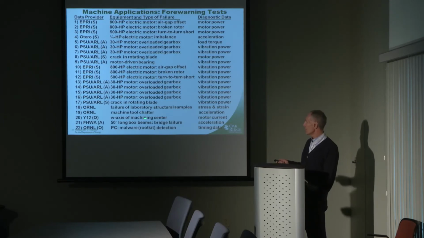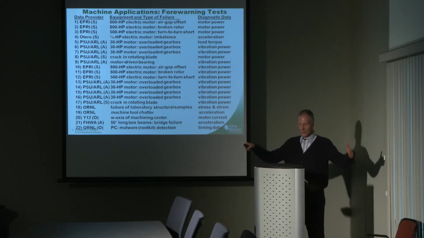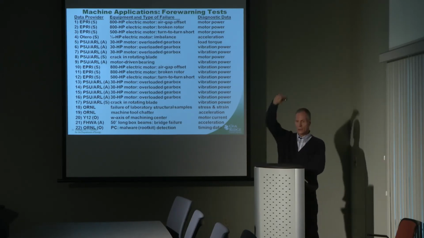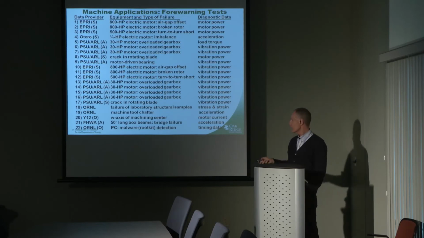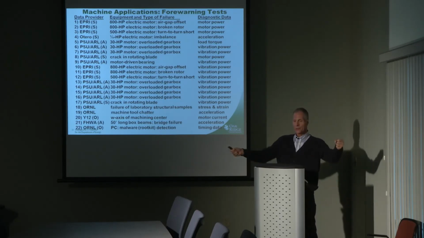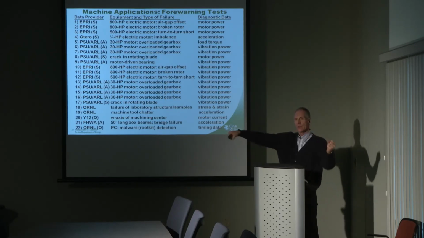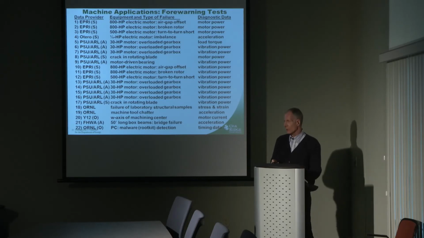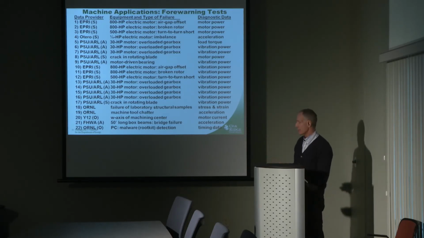The machining center was a room-sized machine that could machine a cubic meter of material, and what I was given was data from what was called the W-axis of that machining center, which is the axis that rotated the workpiece in the vertical axis. There was a bellows coupling that failed, and I was asked, could I forewarn of that failure? And the data in that case was motor current.